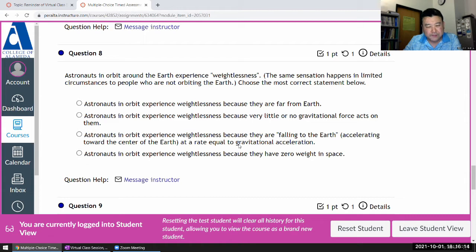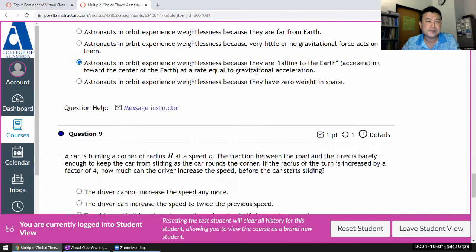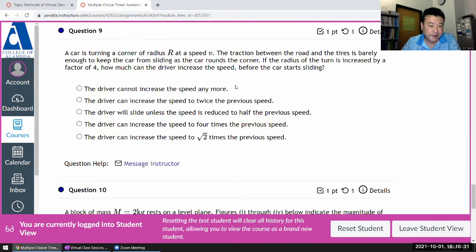At a rate equal to gravitational acceleration. I guess that's close enough. Depending on how far away you are, the g might not be 9.8 meters per second squared, but I guess the phrase gravitational acceleration doesn't necessarily refer to the constant value. So I think as it stands, it's fine.